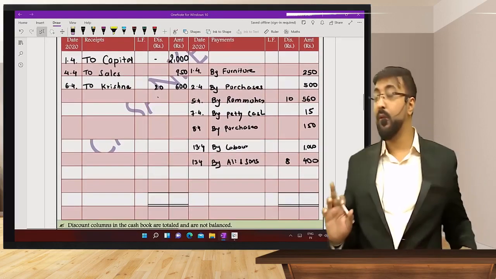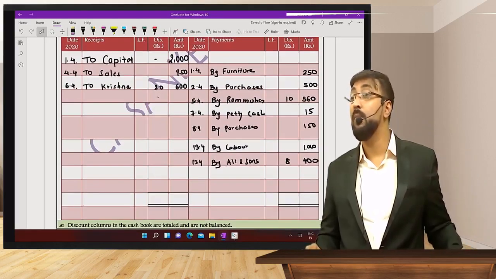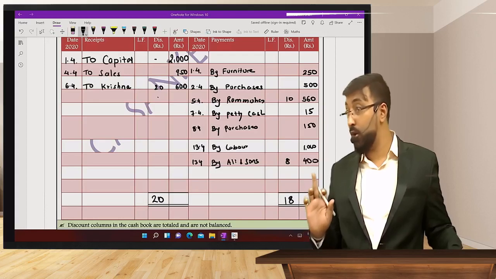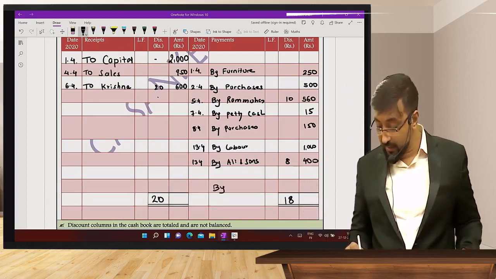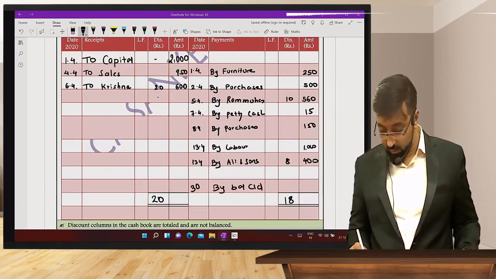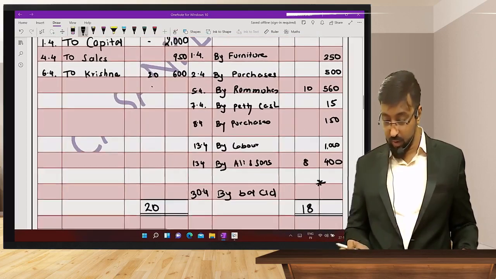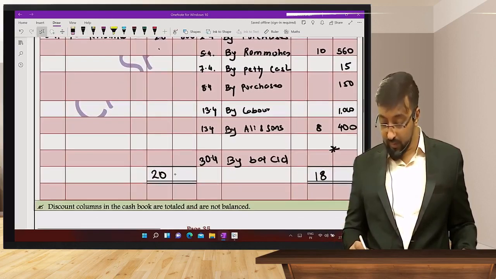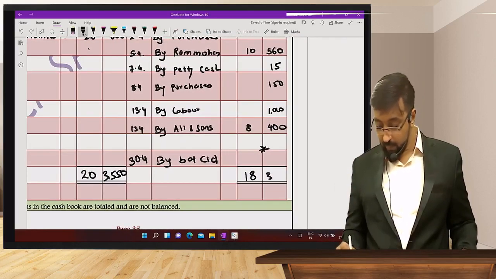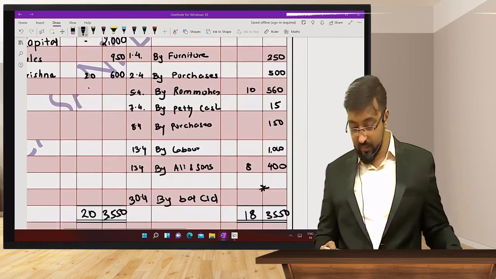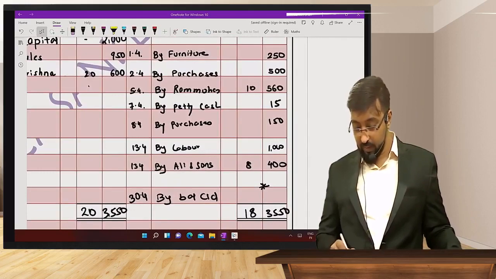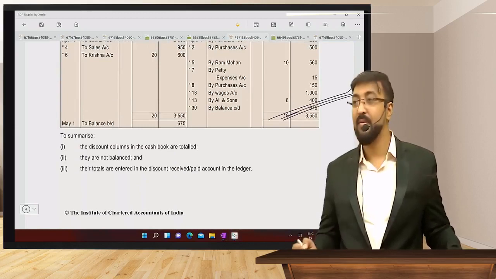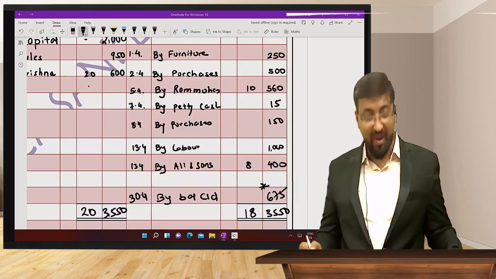Don't take balance of which column? Discount. So discount I am going to write 2018. Don't balance discount column, I already explained you. You are going to balance only the amount column. So on 30th April, what is the debit side total? 3550 minus all these amounts. Tell me the balancing figure. 675. Let's check the answer. 675. I am getting the same answer.